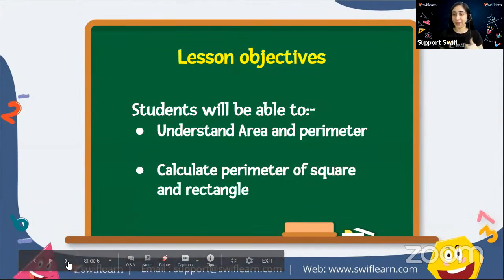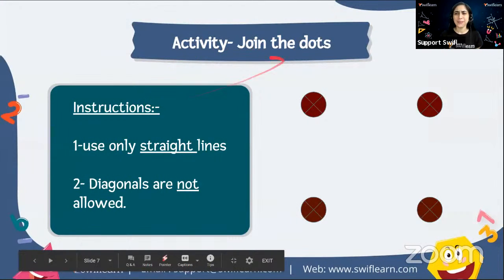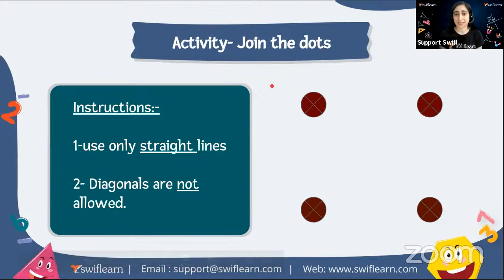Okay, let's start. Before directly going to the topic, let's do some activity. It says that you have to join these 4 dots. 1 dot, 2, 3, 4. There are some instructions to follow. They say that use only straight lines. So we cannot use the diagonal lines, right? We have to use straight lines, and diagonals are not allowed.